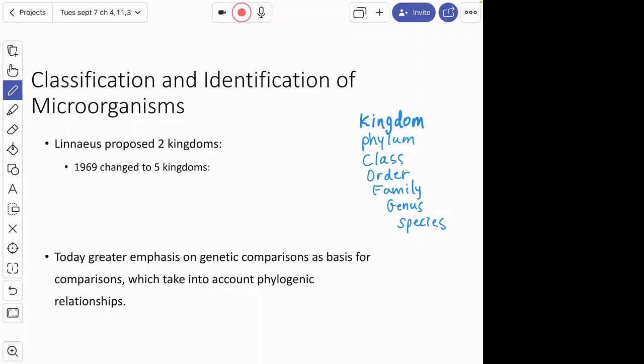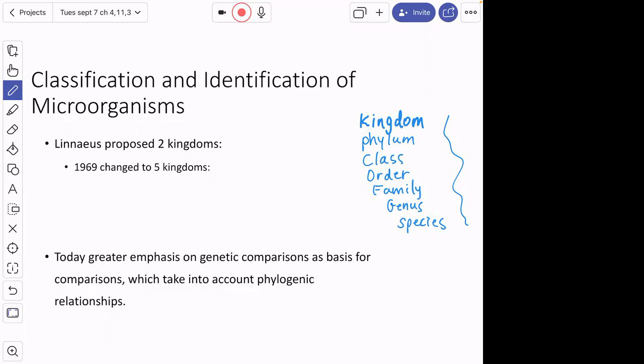Linnaeus proposed only 2 different kingdoms. I wrote over to the side here. Remember, Linnaeus is best known for organizing the information that we do know and setting up this hierarchical system. He proposed 2 different kingdoms, plants and animals. We've been revising it ever since. And certainly scientists don't always agree on how we should group organisms or even what we should name them. We have to do the best we can, I guess.